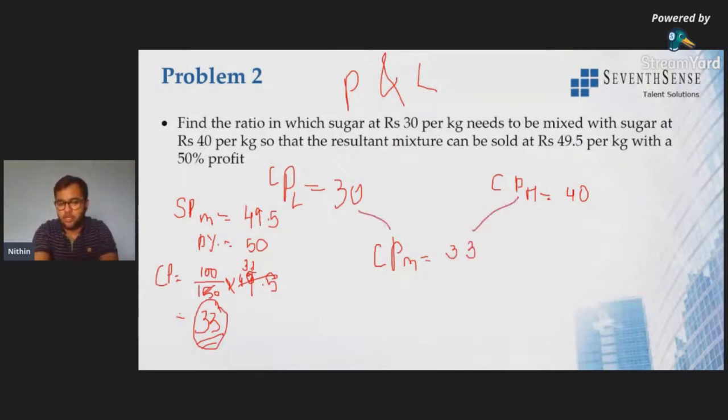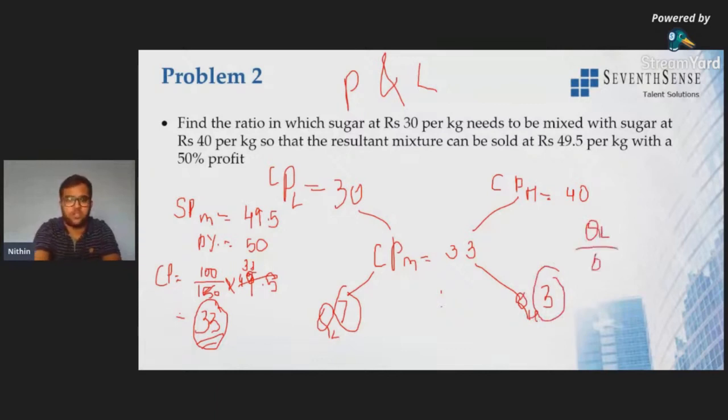From this we'll get to know what is the ratio. So the ratio will be, cost price here, so the difference will be 7. So quantity of lower value is 7 units, and this will be 3. So quantity of higher value is 3. So QL over QH, that is the question, from lower value to higher value. All right. So the value will be 7:3. Clear? 7:3.